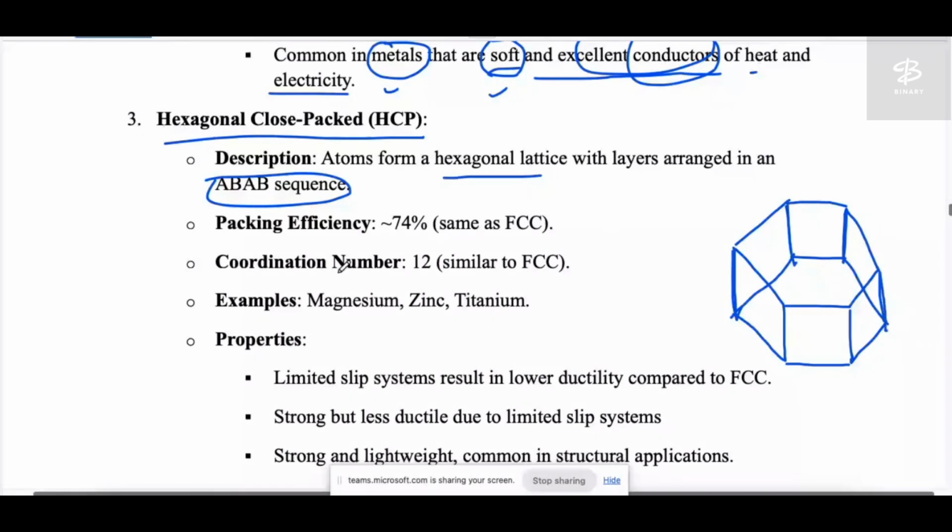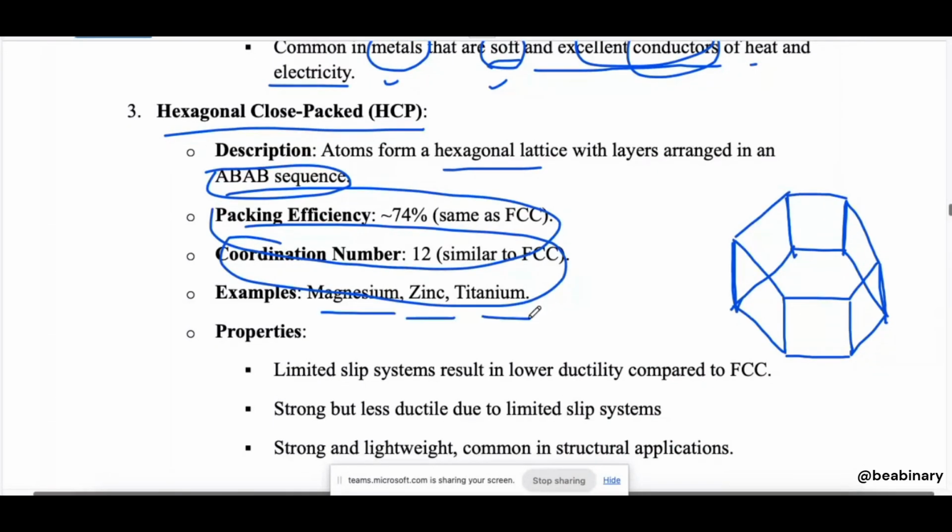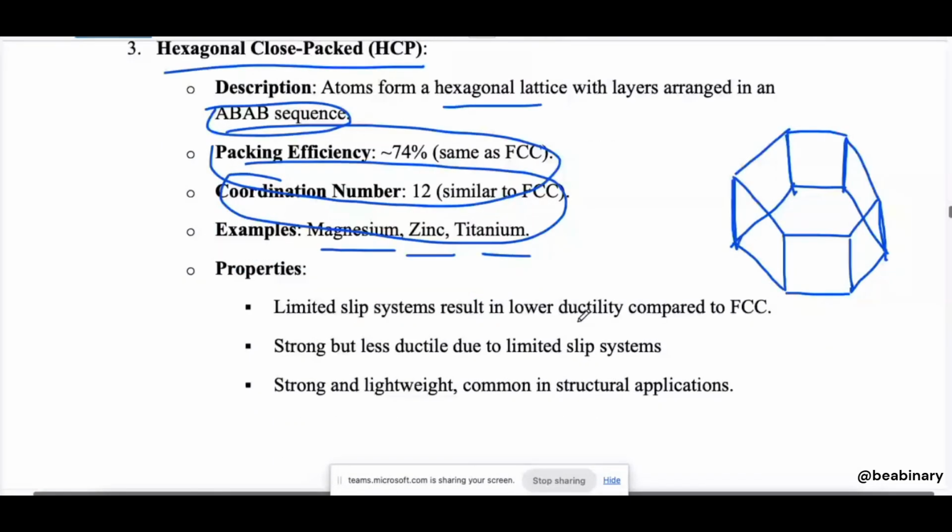So if we talk about the packing efficiency, it is equal to, just like the FCC, 74%. Coordination number is similar to that of FCC, which is 12. Examples are magnesium, zinc, titanium. These are examples of hexagonal HCP. HCP means the hexagonal close packed.